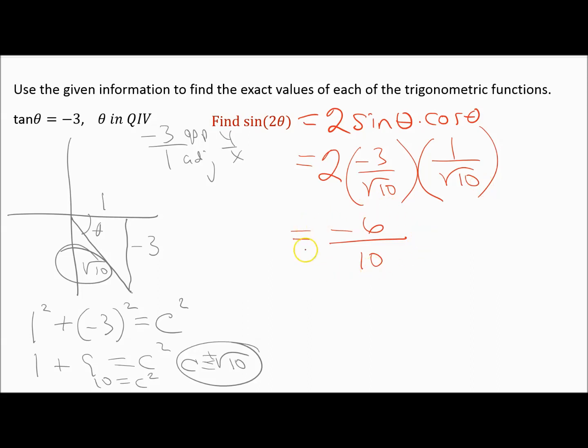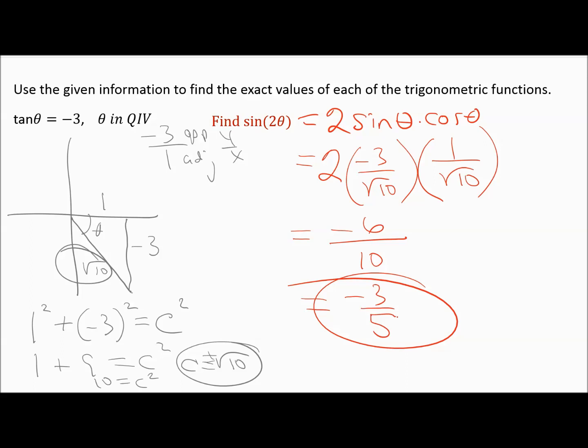Don't leave it like this. I will take a point or more. You need to reduce that to lowest terms. 2 divides into both of those, so negative 3 fifths. I'm hating on that 5. So how about negative 3 fifths is your final answer.